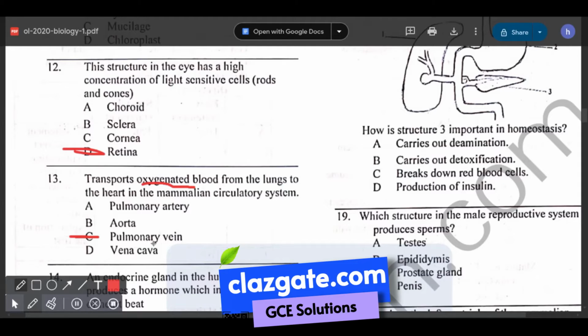then it is a vein that is correct. The pulmonary vein is the one that transfers oxygenated blood. It's the only vein that transfers oxygenated blood. The rest of the veins transfer deoxygenated blood. But the pulmonary vein is the only vein that transfers oxygenated blood.